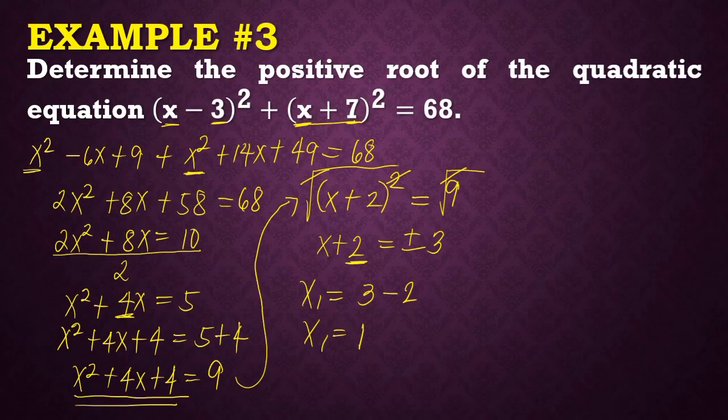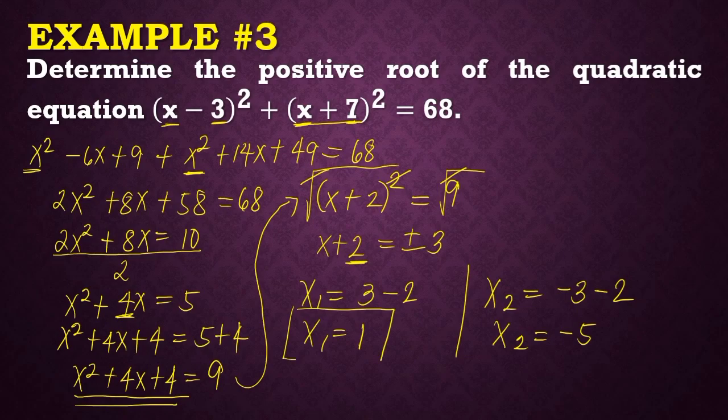Next, x sub 2 naman, magiging negative 3 minus 2. So, x sub 2 is equal to negative 3 minus 2, that is negative 5. So, yung roots na ating equation is, or are, 1 and negative 5.